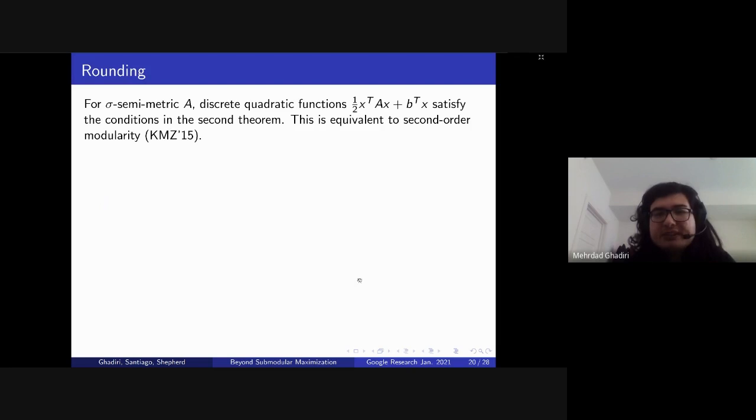So why? The reason is that the sigma semi-metric property gives us the one-sided smoothness, and one can see the third order partial derivatives for these functions are just 0, so they are non-positive. Also, one can see that this definition is basically equivalent to second order modular functions defined by Korula, Mirrokni, and Zadimoghaddam. Because this satisfies the conditions of the second theorem, we can find a linear approximation in terms of sigma for this continuous function.